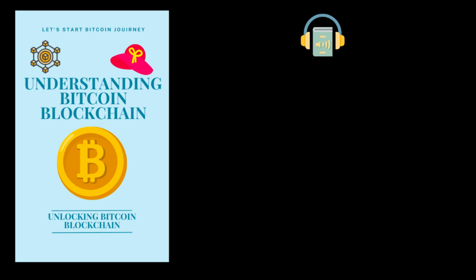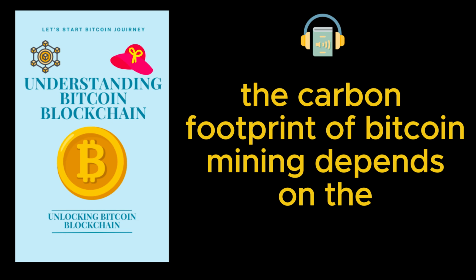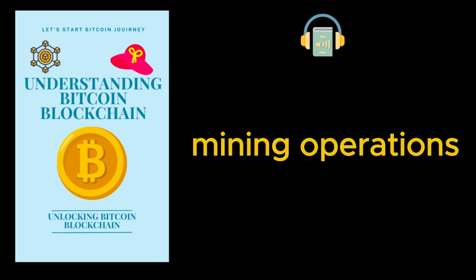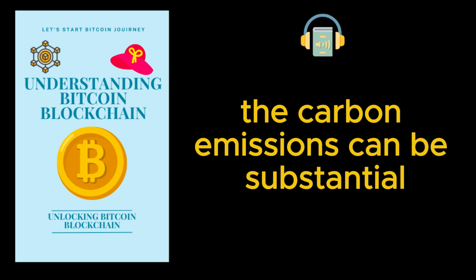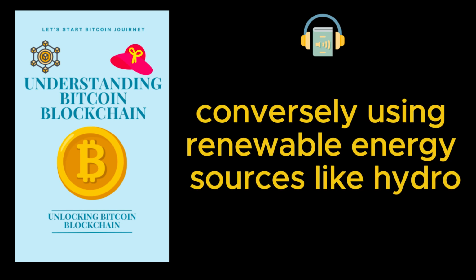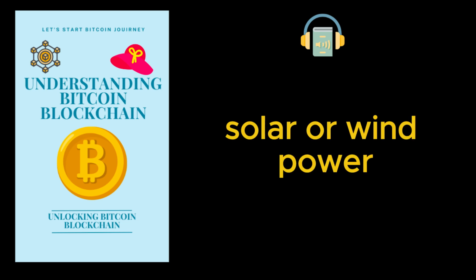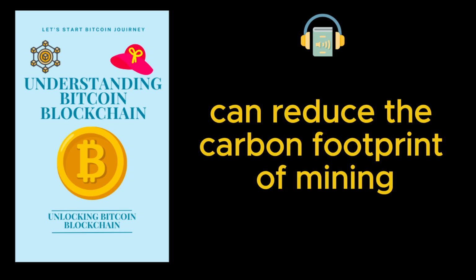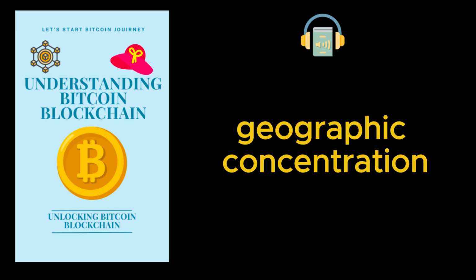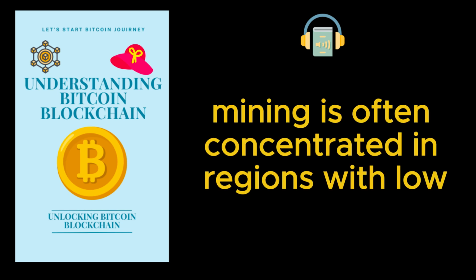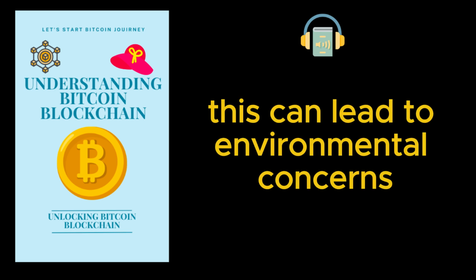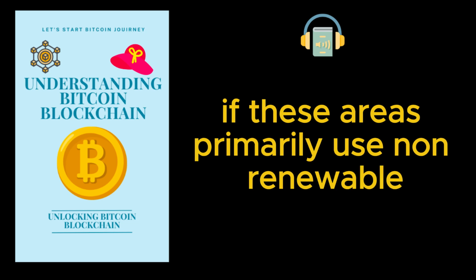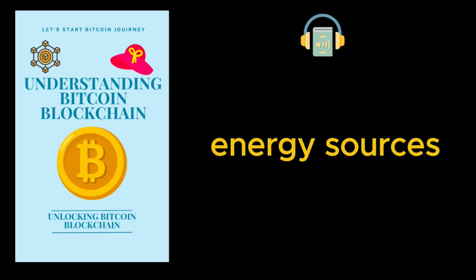Carbon footprint. The carbon footprint of Bitcoin mining depends on the energy sources used to power mining operations. If mining operations rely on fossil fuels such as coal, the carbon emissions can be substantial. Conversely, using renewable energy sources like hydro, solar, or wind power can reduce the carbon footprint of mining. Geographic concentration. Mining is often concentrated in regions with low energy costs and favorable regulations. This can lead to environmental concerns if these areas primarily use non-renewable energy sources.